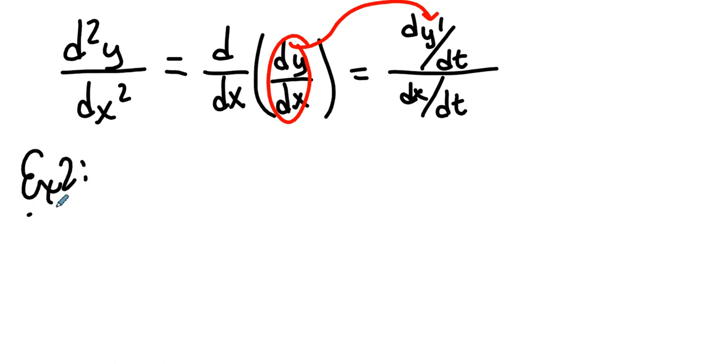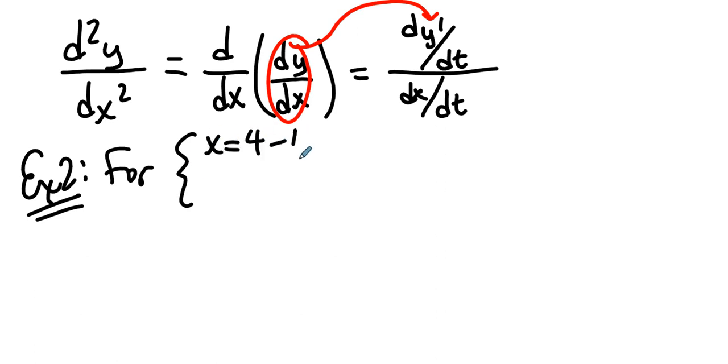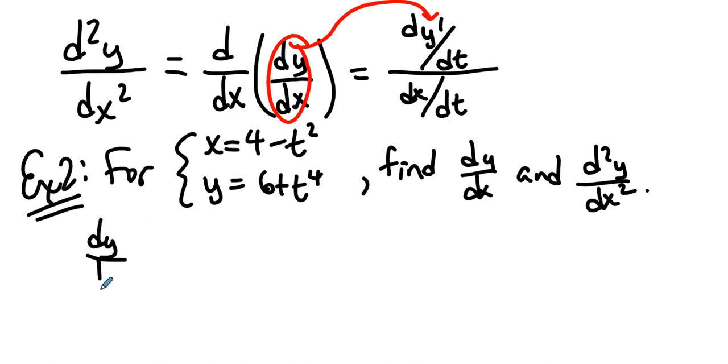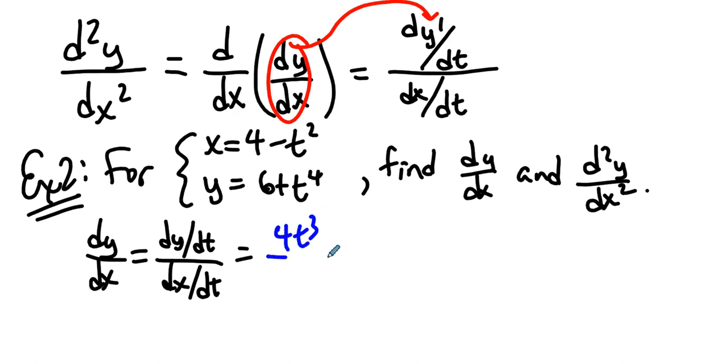So, for example, for the curve with parametric equations x equals 4 minus t squared and y equals 6 plus t to the fourth, find dy/dx and the second derivative. Well, how do we do that? Well, dy/dx is dy/dt over dx/dt, which happens to be negative 2t squared.